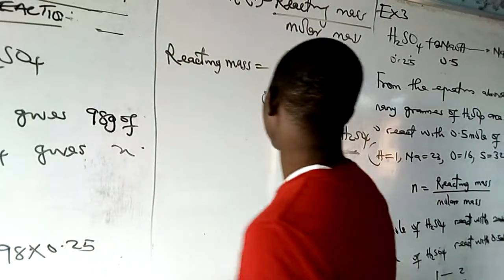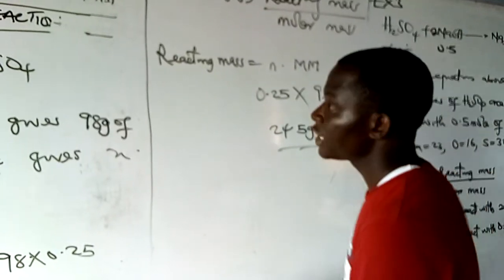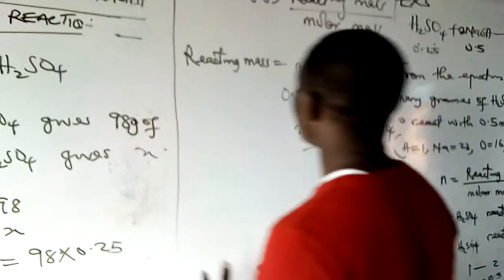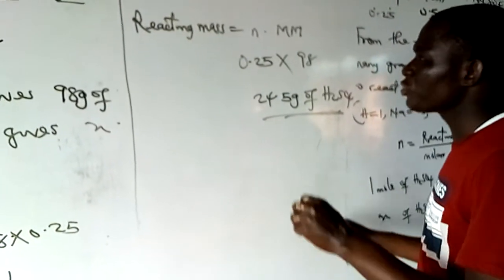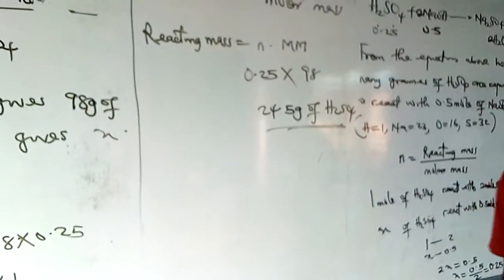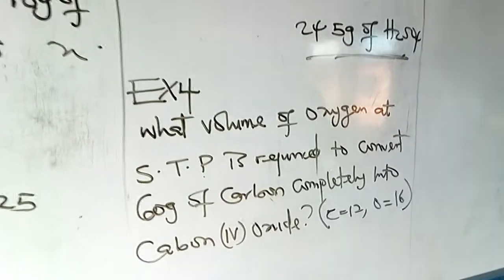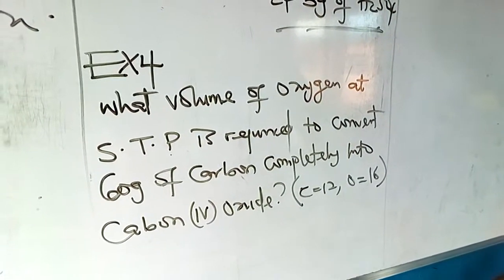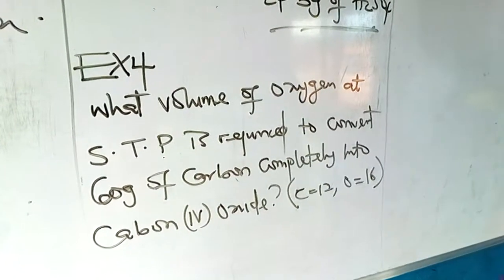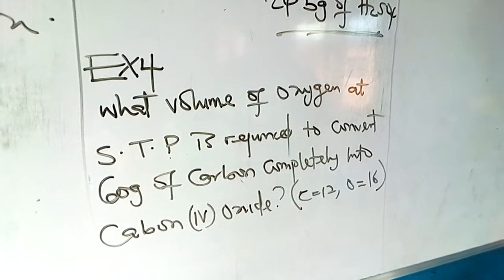Remember, we have the question under volume. How can you calculate it? We have been talking about mass, we have been talking about equations and how we are reacting them and how it's giving us answer. But now, just watch how we are going to calculate the next question. Another question says that what volume of oxygen at XTP is required to convert 60 grams of carbon completely into carbon 4 oxide.